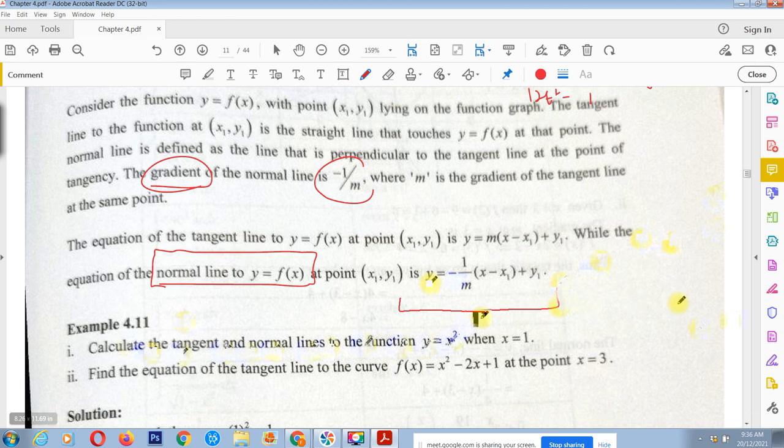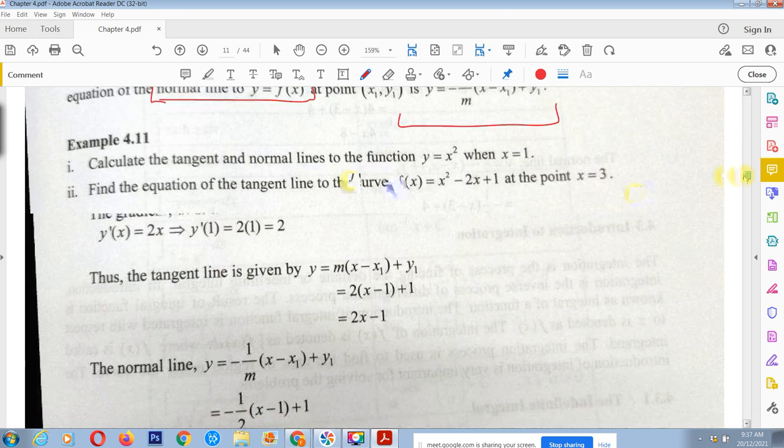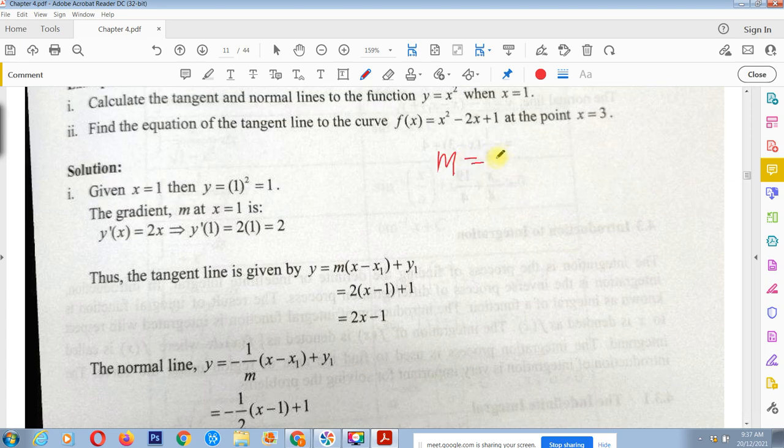Okay, for example, if we calculate the tangent and normal line to the function y equals x squared when x equals 1. So what should we do? First is to find m. Given that x equals 1 and y equals 1 squared, which is 1, the point of intersection is (1, 1), because y equals x squared.